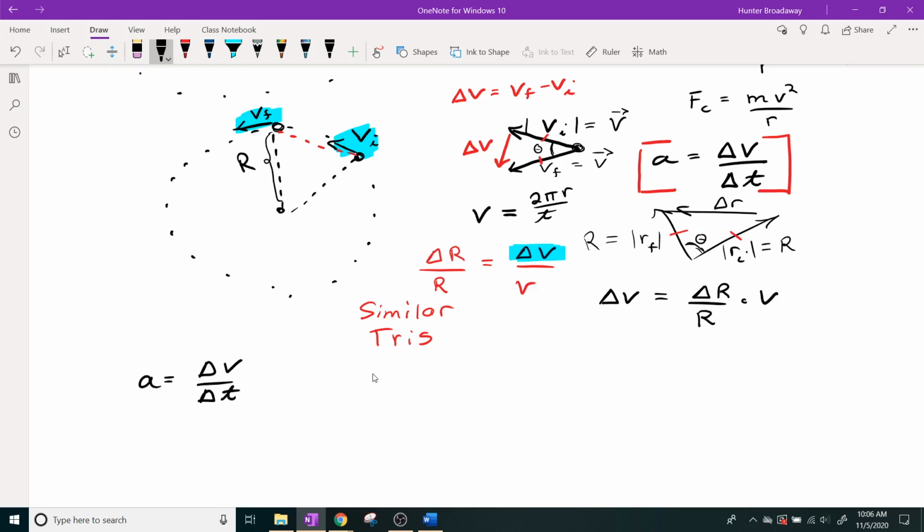Okay? I can also, hang on, yeah, v over r times delta r. Okay, I'm in the right spot. So now I can substitute this in. This delta v, I can use to plug it in down here. This is where it gets really hairy.